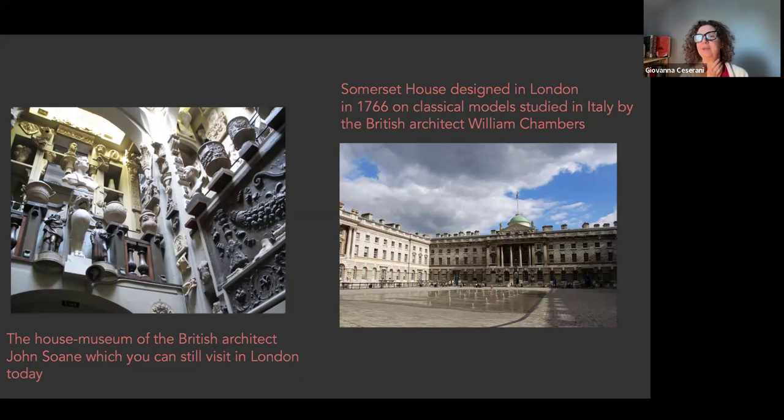Okay, so on the right, I put an image of Somerset House that was designed in 1766 on classical models by William Chambers, who is another of these architects who spent a lot of time in Italy studying ancient monuments and came back to use these models to build new buildings that really embodied modernity dressed in classical ideas. So the list goes on and on.